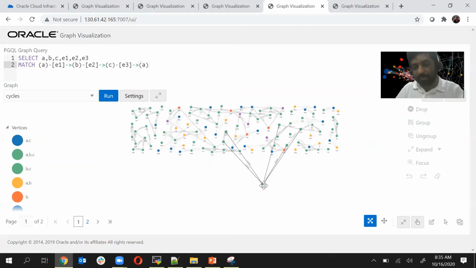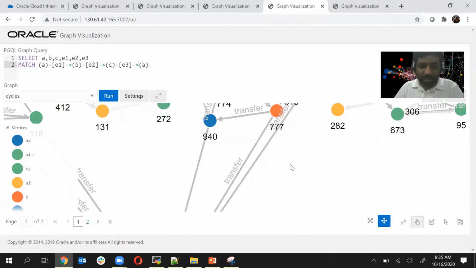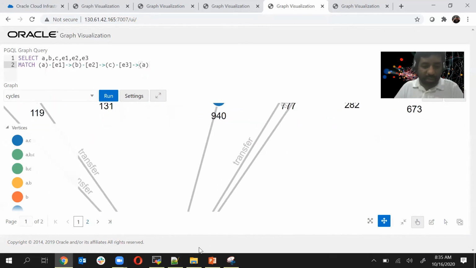So it could be treated like a hidden pattern, trying to find the closeness between different people. So 359 is closely connected to different edges, wherein a lot of money transfer has happened.